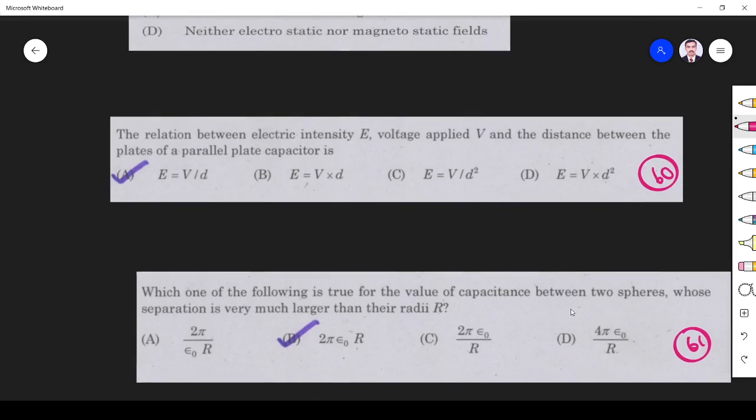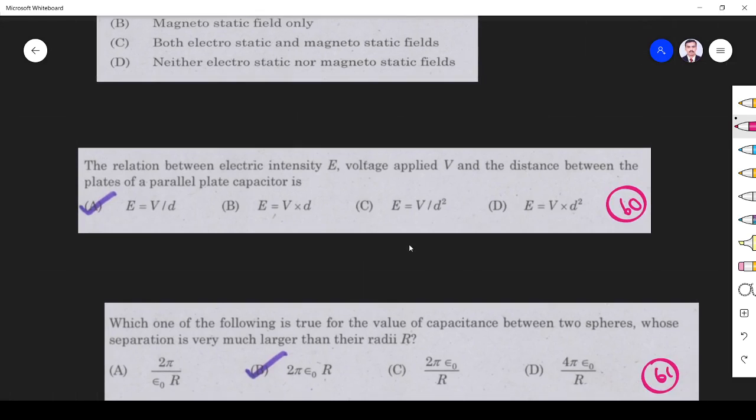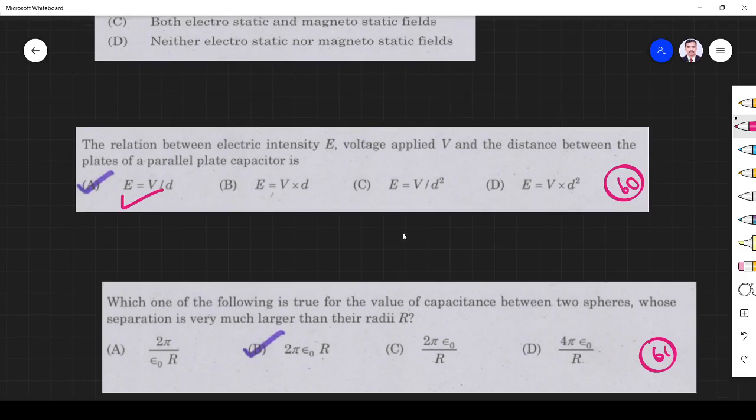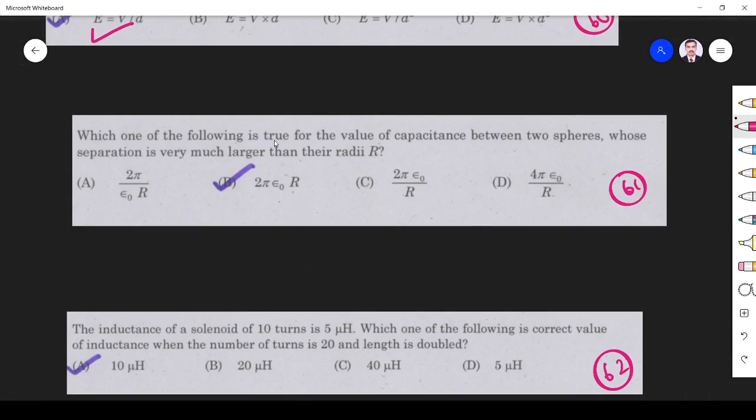Next question, what is the relation between the electric field intensity E, voltage applied V, and distance between the plates of a parallel plate capacitor? We know E is equal to V by D. It's a direct question. Which of the following is true for the value of the capacitance between two spheres whose separation is very much larger than the radius? It is a direct question: 2 pi epsilon naught r. This is the capacitance between two spheres when the separation is very much larger.